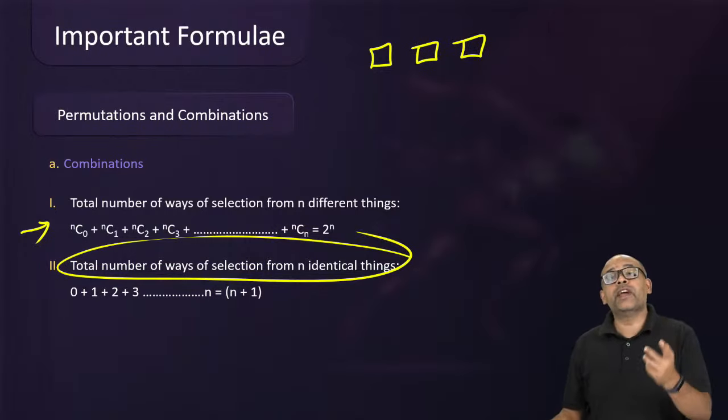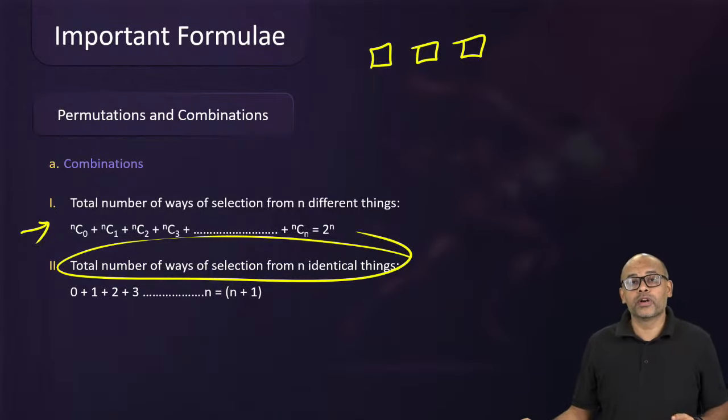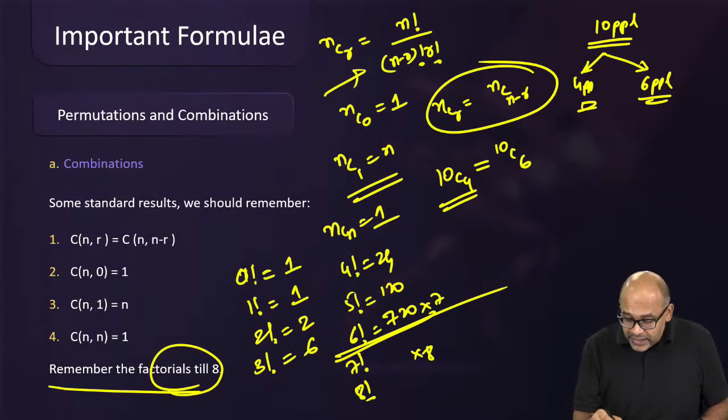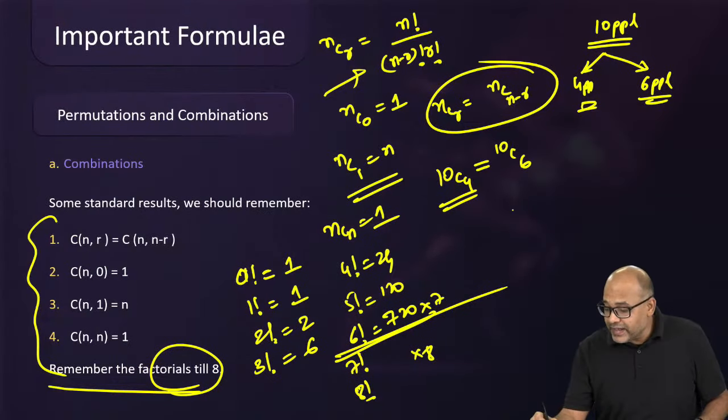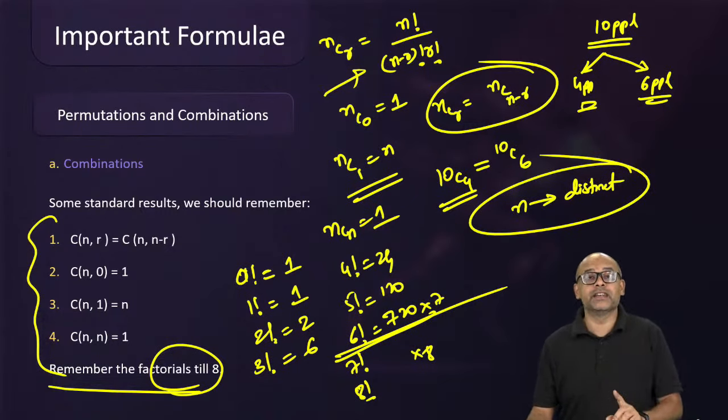If I say how many ways can you pick one book? Then you will not say NC1 here. You can't use NC1 here. Because the most important part about this permutation and combination that you need to understand, in this entire formulae, these n things are distinct.